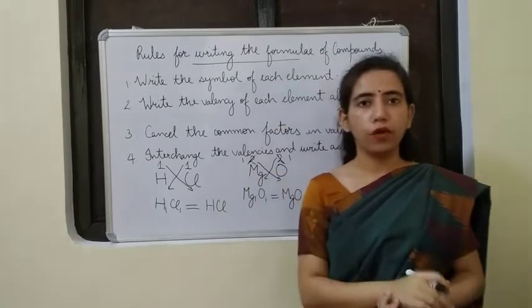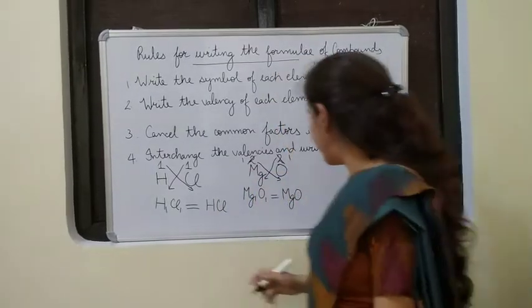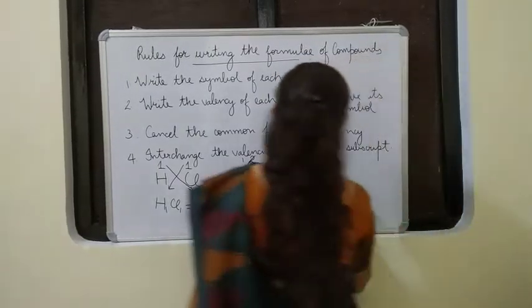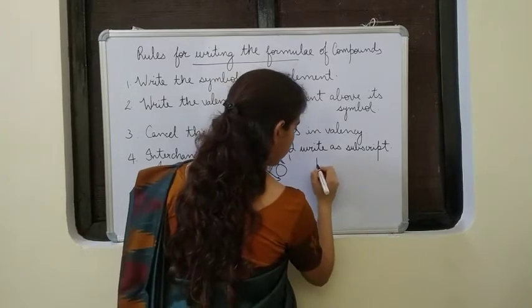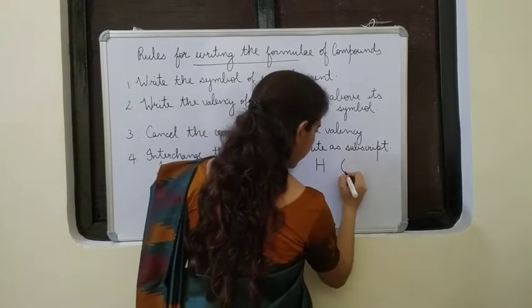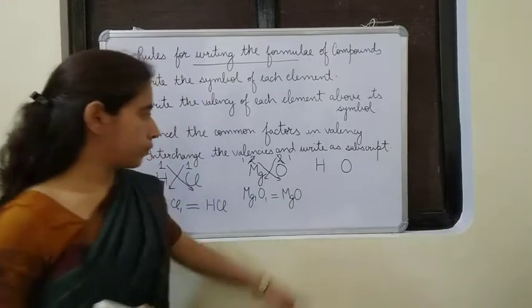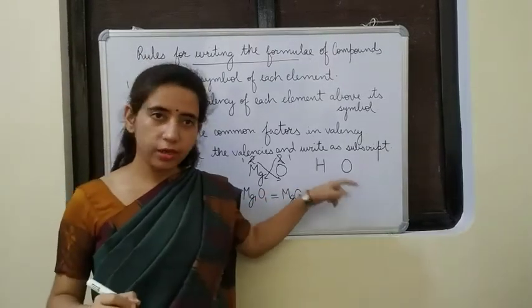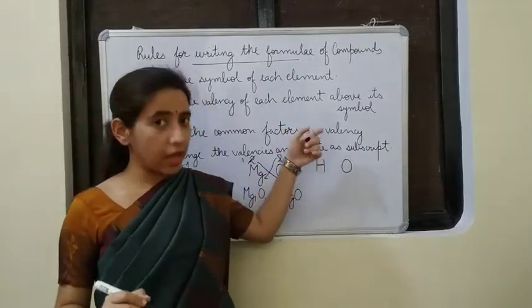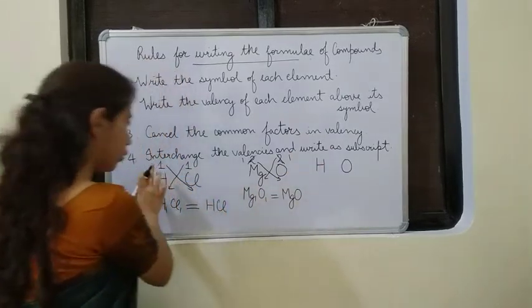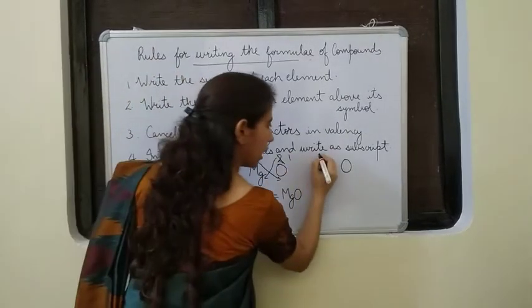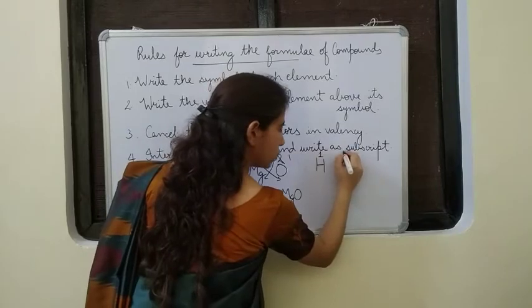We can write for water. Like for water, you know, it is made by combining hydrogen and oxygen. So we will write this. Okay. Hydrogen here and oxygen here. Then above this we will write their valencies. Hydrogen, I already told you, the valency is 1, and for oxygen the valency is 2.